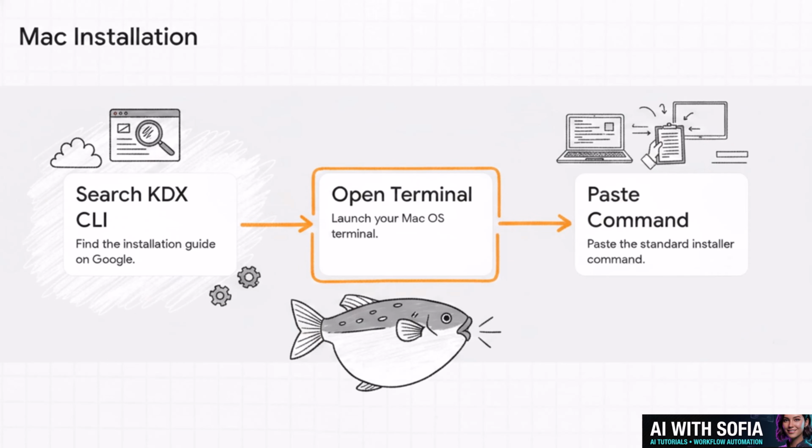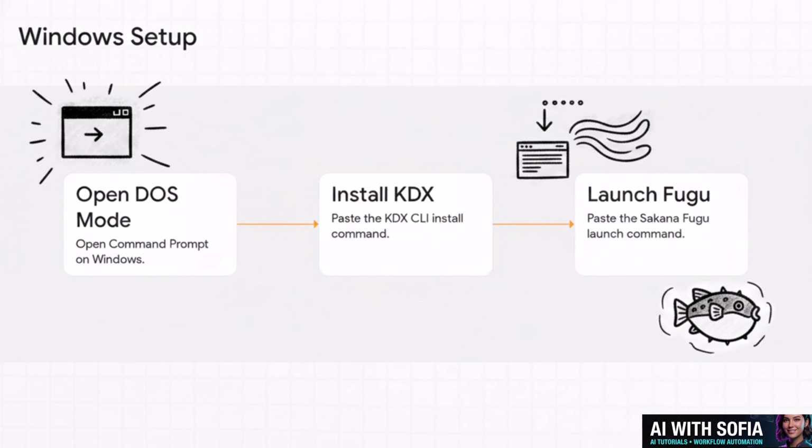Plus, what's really cool is if you already have an active ChatGPT subscription, it often just links up automatically without one single command. Now, if you're on Windows, the process is just as seamless. You just open up your command prompt or DOS mode, paste that exact same KDX CLI install command from their site, and hit enter. And once that super brief installation finishes, whether you're on a Mac or a PC, you simply paste the Sakana Fugu launch command, which is essentially just calling KDX-Fugu. Boom, your brand new AI manager is officially live on your machine. You're quite literally just copying and pasting a couple of lines of code to get the whole shebang running.